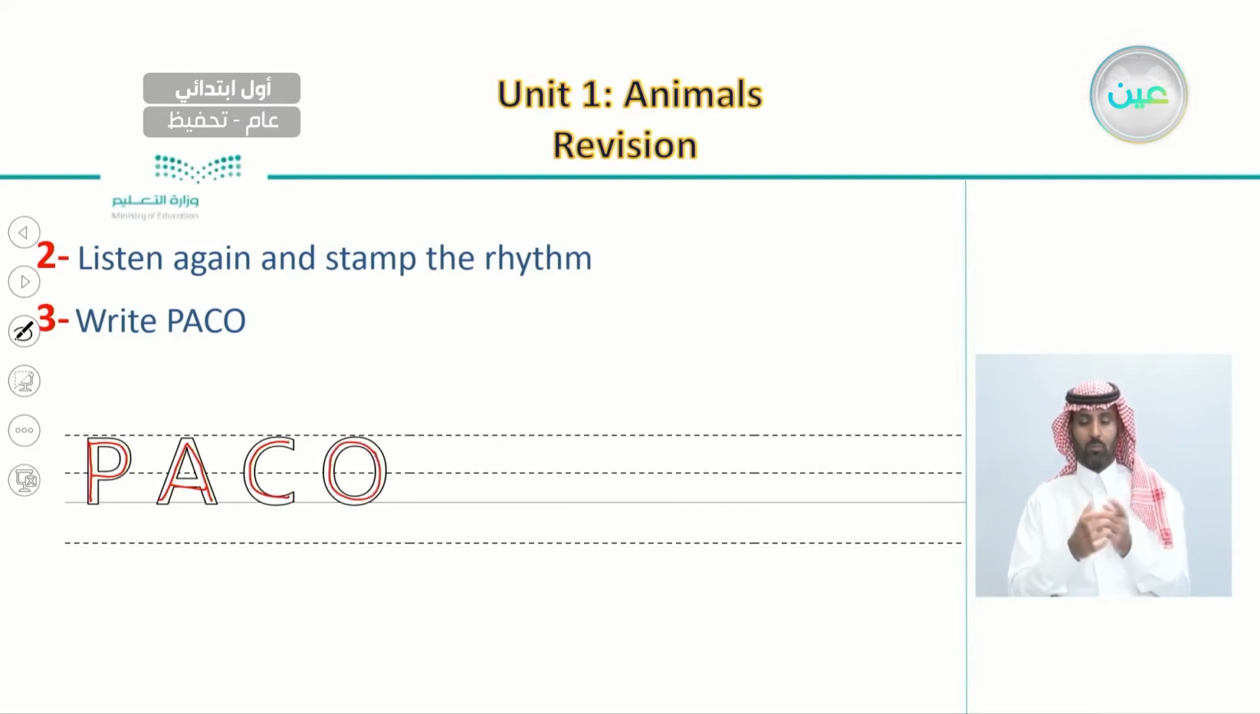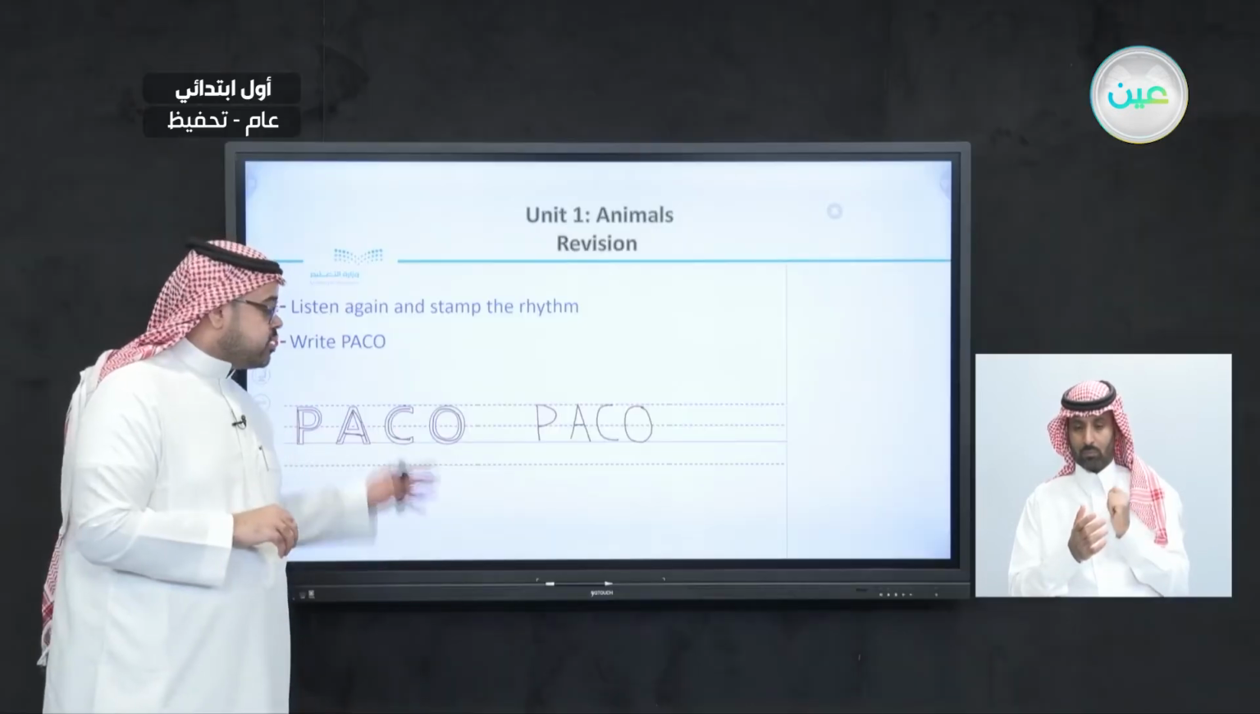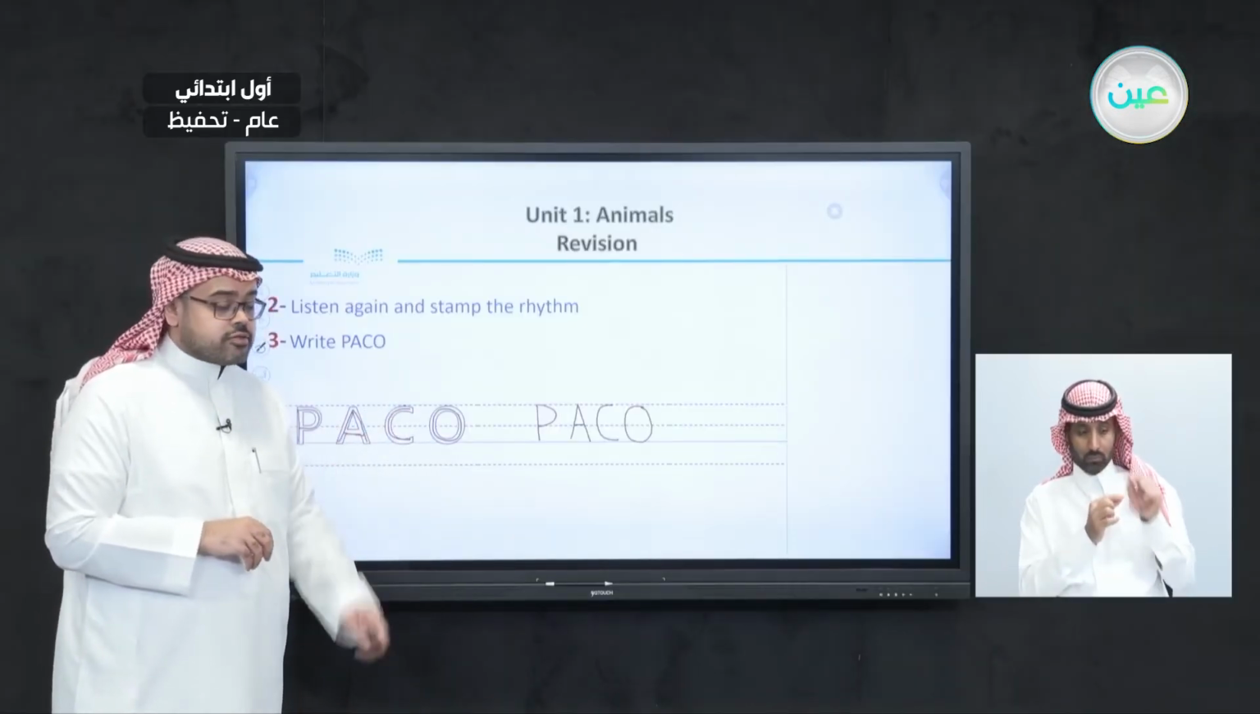So for example, we did a simple tracing like this, and then we went back here and wrote it on the line like this. So here is how we write the word Paco. This is how we write the word Paco. After we traced, we wrote the word Paco like this. So here you go. Before we write, it is important that we trace first.